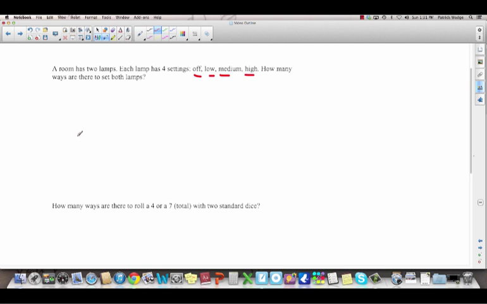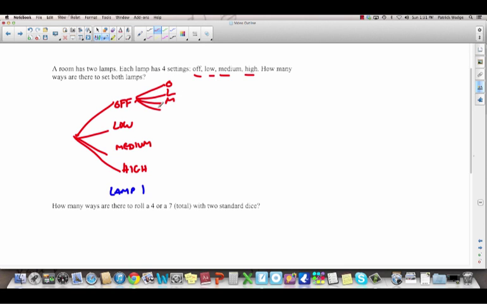I'm going to consider the first lamp. Now, when I'm thinking about the first lamp, what are the settings that that lamp could have? That first lamp could be at a setting off. It could be at a setting low. It could be at the setting medium. And it could be at the setting high. Okay, if it helps you picture this, I will write below, this is lamp 1, or one of the lamps, whatever. Now what you do is you think, okay, let's say that that first lamp was off. Now I'm going to think of the second lamp. What could the second lamp be? The second lamp could be off, low, medium, high.